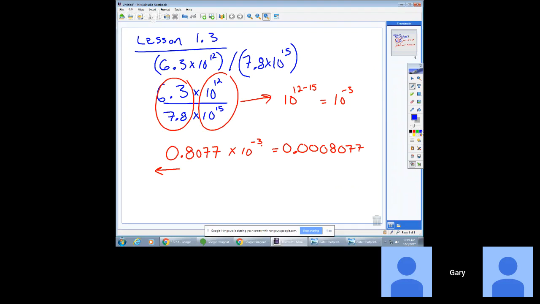To be in scientific notation, I want the decimal point to be right there, so I just count 1, 2, 3, 4. So the correct answer in scientific notation should be about 8.07, 8.08, something like that, times 10 to the -4th, because it's a small number. All right.